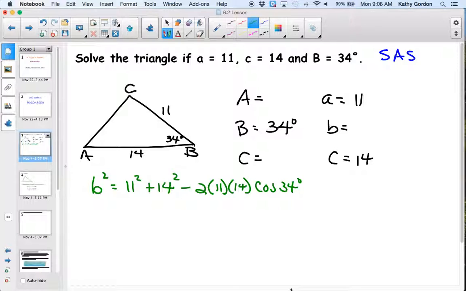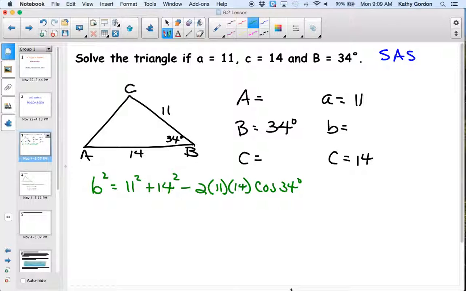So if we go 11 squared plus 14 squared minus 2 times 11 times 14 times the cosine of 34 degrees. I'm going to use my degree symbol because I'm not really sure what mode I'm in. And then hit Control Enter to get the decimal answer of that.